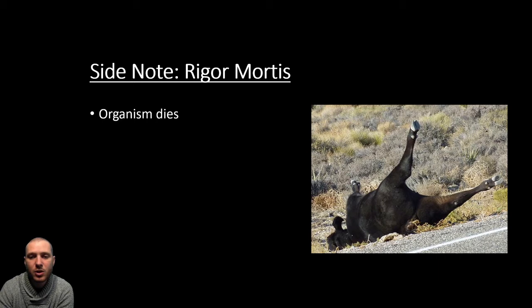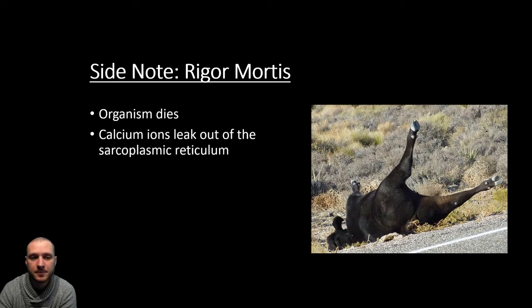And if you don't know, rigor mortis is when your muscular system, your body, becomes very stiff after death. So we can explain exactly why that happens as we go through the steps that involve the sliding filament theory. So after death, the calcium ions that are typically stored in the sarcoplasmic reticulum are now going to start leaking out of that SR.